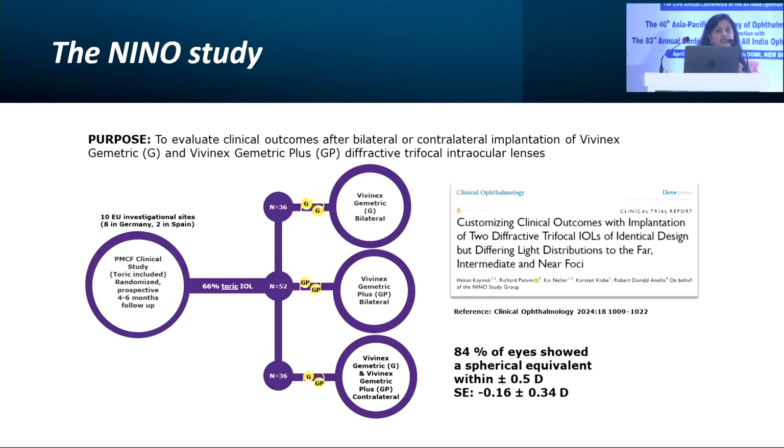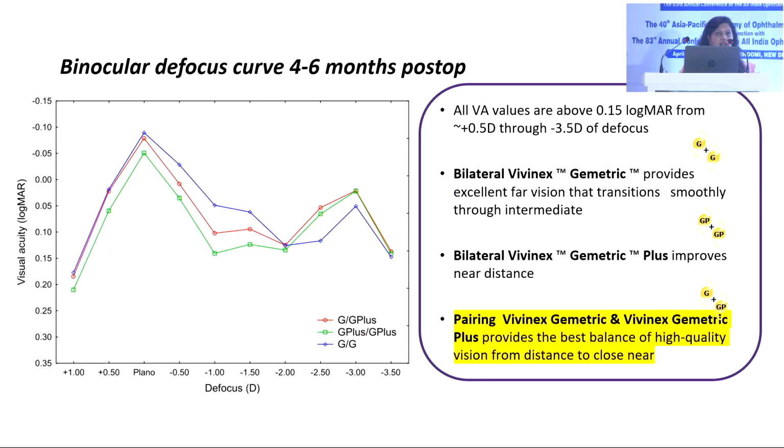Now this was the study, which had almost 10 investigational sites, and they were distributed into 3 groups. The first group was geometric in both the eyes, the second group was geometric plus in both eyes, and then you had a geometric in one eye with a geometric plus in the other eye. 84% of these eyes showed a spherical equivalent of within plus or minus 0.5 diopters. But what is most important is this curve. You look at these three curves, the one in the red is what is most important, which combines geometric in one eye and the geometric plus in the other eye.